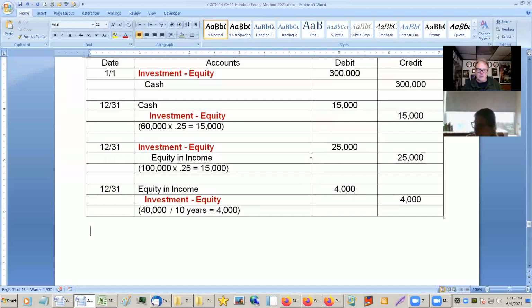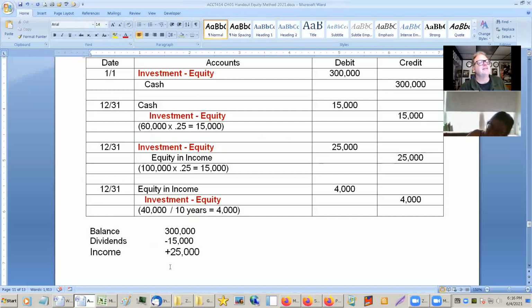Be careful. What you said is actually the balance in the account. Okay, I'm sorry, I thought you meant if we were just looking at the investment equity. No, what you said is absolutely fine. You're right. So let's do the balance in the account. Dividends, it would be minus 15. Plus 25.